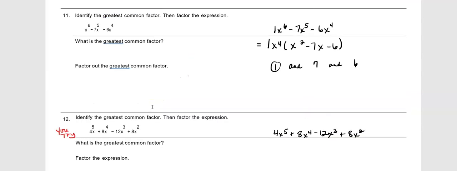So pause the video and you try number 12, replay the video to see the answer. So the answer is 4x squared times x to the third plus 2x squared minus 3x plus 2.